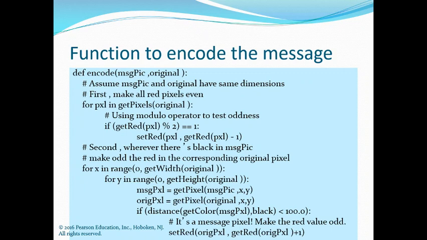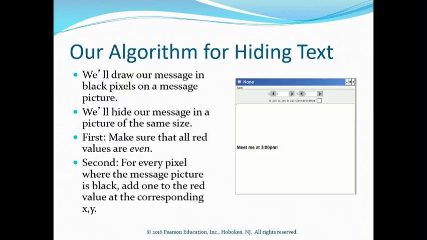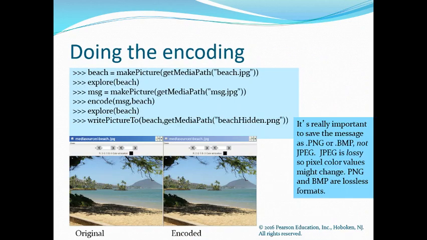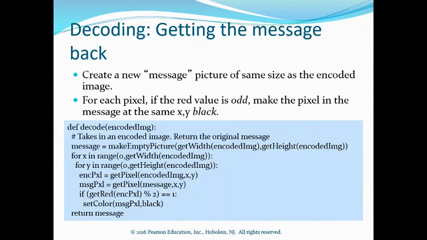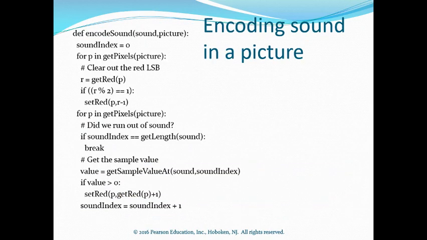Go give it a test for sure. You can try something as simple as in this example where we're encoding the message "meet me at 3 p.m." So in this example, we can see that we're doing the encoding here. We encode the beach with the message, and then decoding is just as simple. It creates a new message picture of the same size. For each pixel, if the red value is odd, make the pixel in the message at the same XY black.